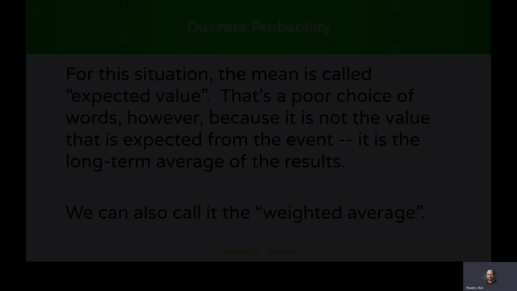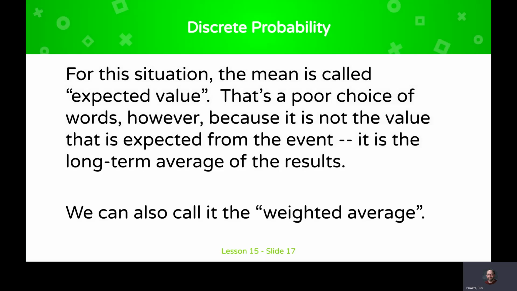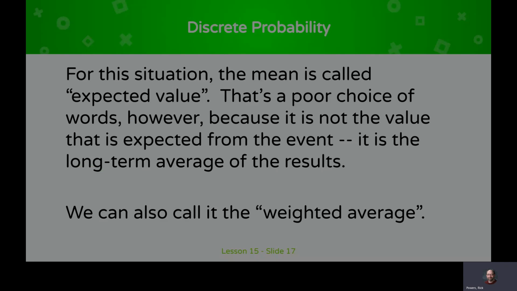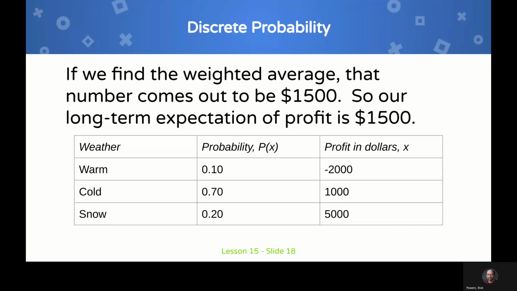For this situation, the mean is called expected value. That is a poor choice of words, however, because it's not the value that's expected from the event. It is the long-term average of the results. We can also call it the weighted average. If we find the weighted average, that number comes out to be $1,500. So our long-term expectation of profit is $1,500.